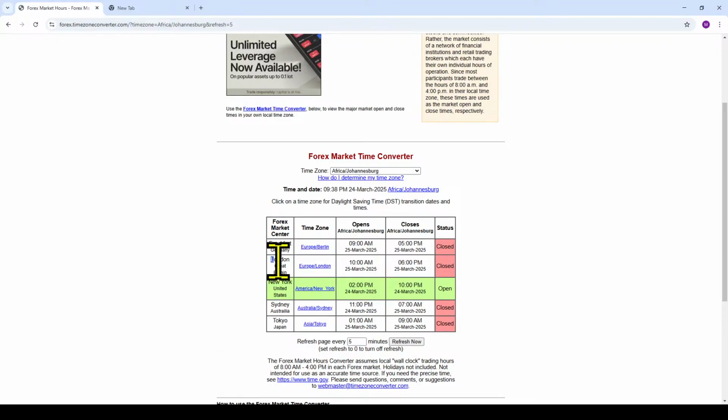Okay, so according to South African time, the London session begins at 10 in the morning and ends at 6 p.m. And then the New York session begins at 2 p.m. and ends at 10 a.m. Okay, and then the Tokyo session begins at 1 a.m. and ends at 9 a.m.